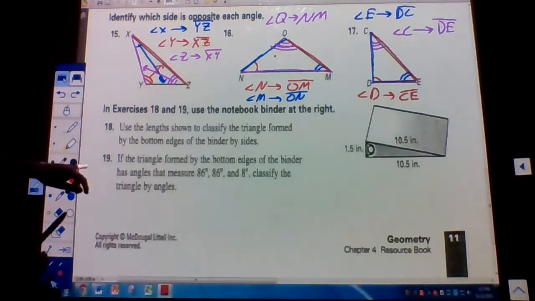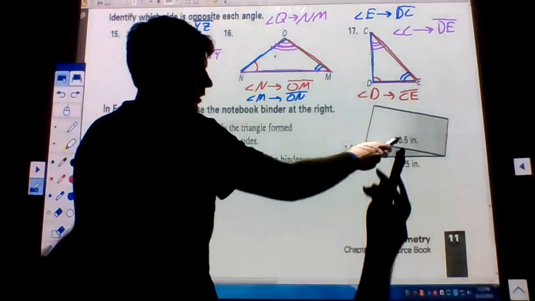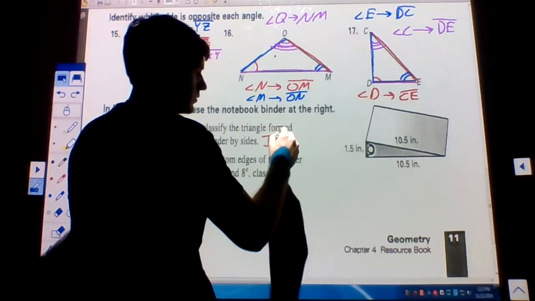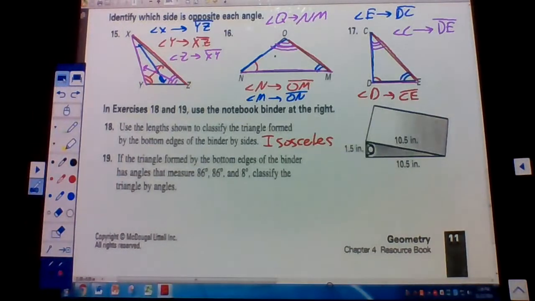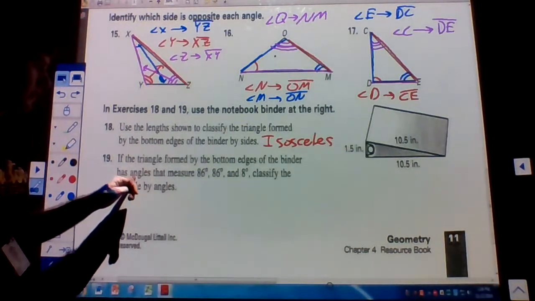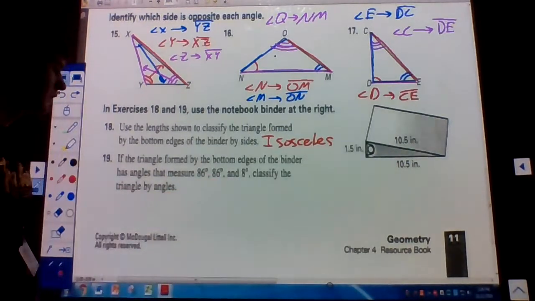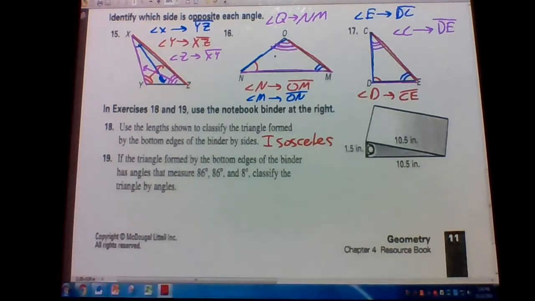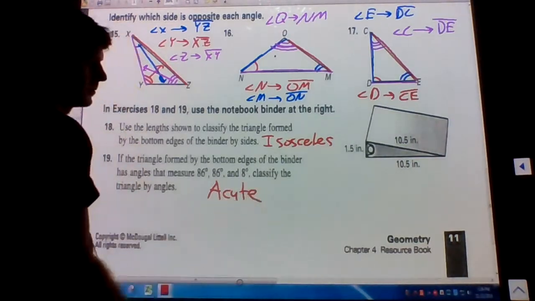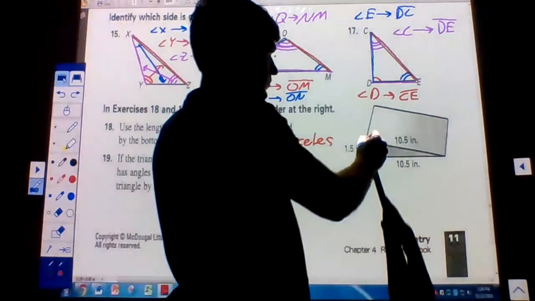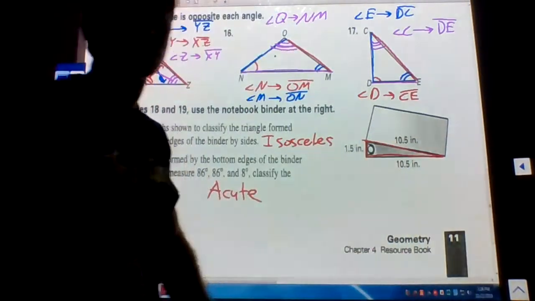Okay, 1819: use the length shown to classify the triangle formed by the bottom edges of a binder by sides. So we have two sides that are the same, one's different, so that's isosceles. Now if the triangle formed by the bottom edges of the binder has angles that measure 86, 86, and 8, classify the triangle by angles. Well, all those angles are less than 90, so it's going to be acute. So this is an acute isosceles triangle.